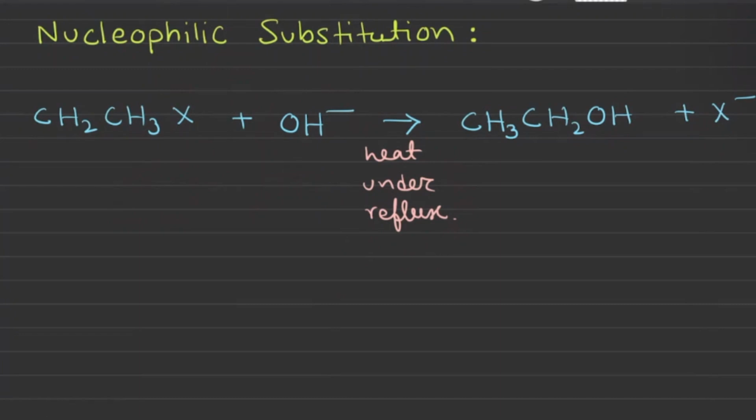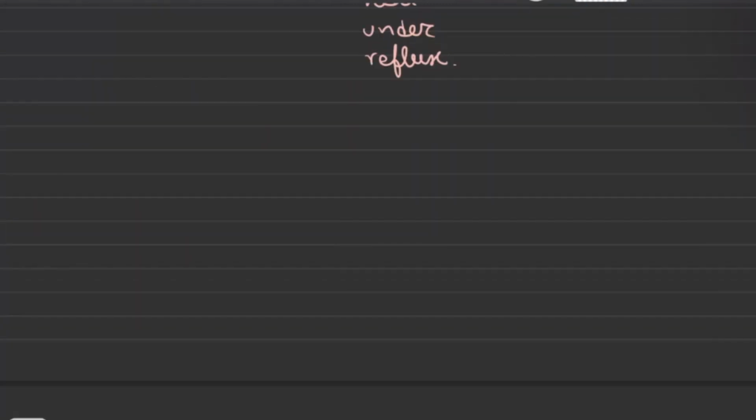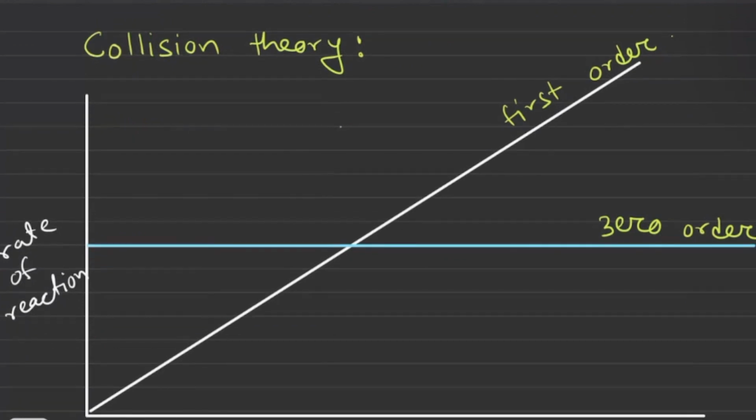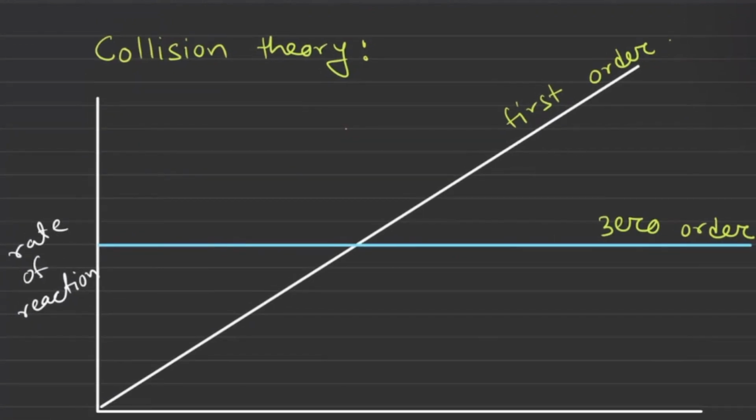Now, nucleophilic substitution can occur by two ways. Nucleophilic substitution can occur by either Sn2 mechanism or by Sn1 mechanism. We will talk about this mechanism shortly. But before we start with that, we have to understand first the order of reaction.